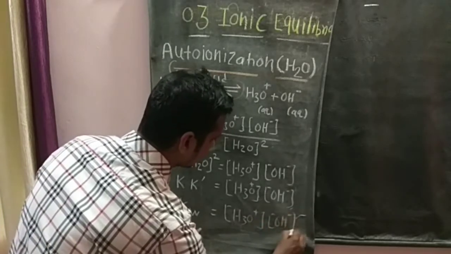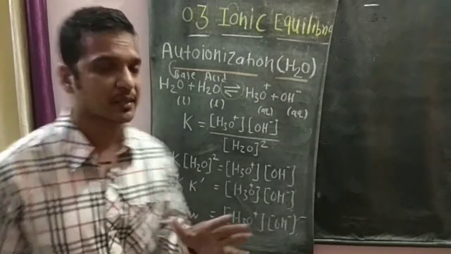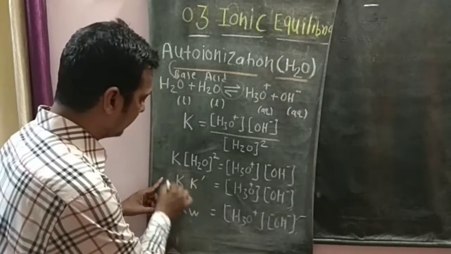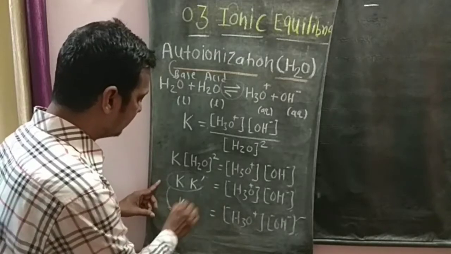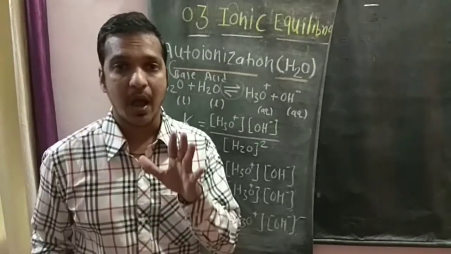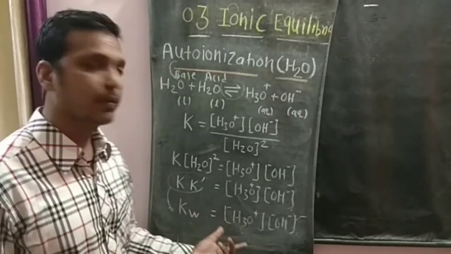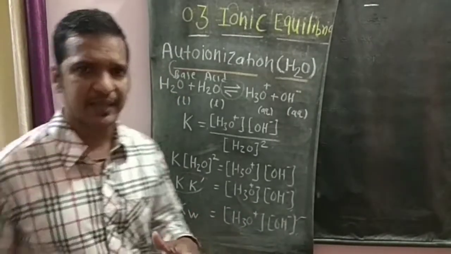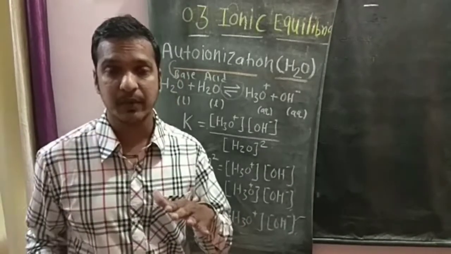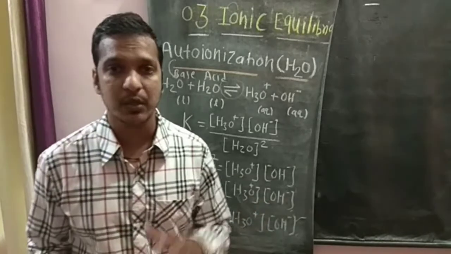Now what is Kw? Kw is equal to K into K dash. So we are substituting the value of Kw instead of K into K dash. Kw means ionic product of water. Kw is called the ionic product of water. So Kw is defined as the product of molar concentrations: Kw is equal to the concentration of H3O plus into the concentration of OH minus.